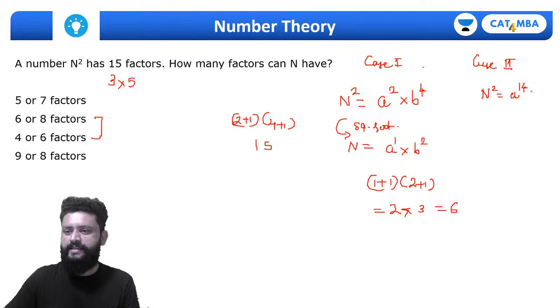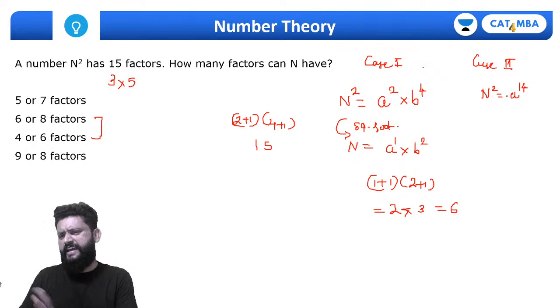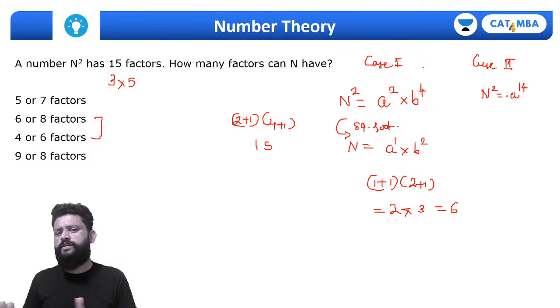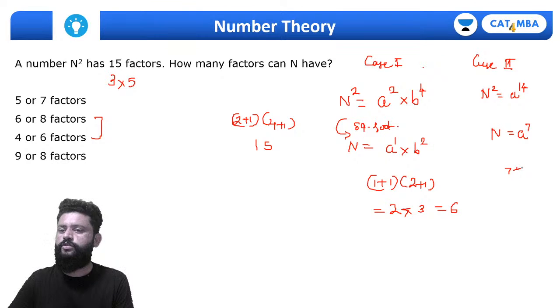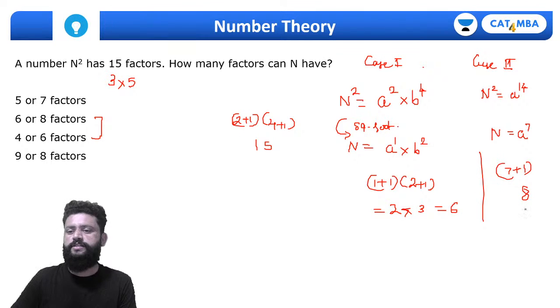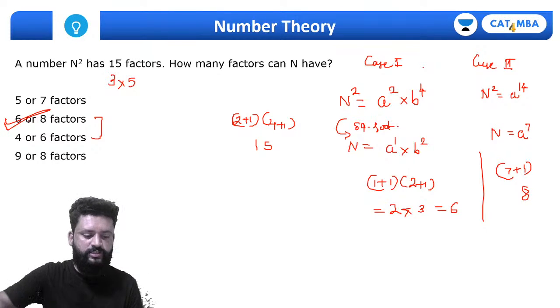Those who are watching live, guys, all of you understood this? I directly put a to the power 14, 14 + 1 is 15, is it right? So the value of n will be a to the power 7, and definitely its factors will be 7 + 1, 8 factors. That is case 2. So the answer should have been 6 and 8, that is answer option B. This is not a tough question at all, guys.